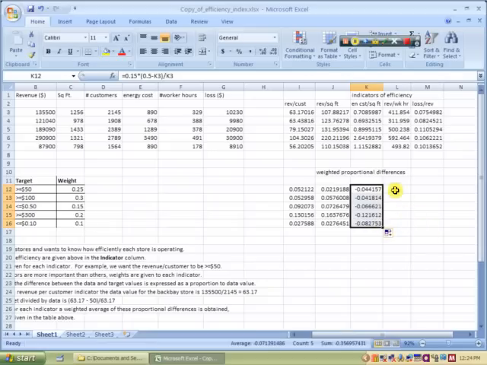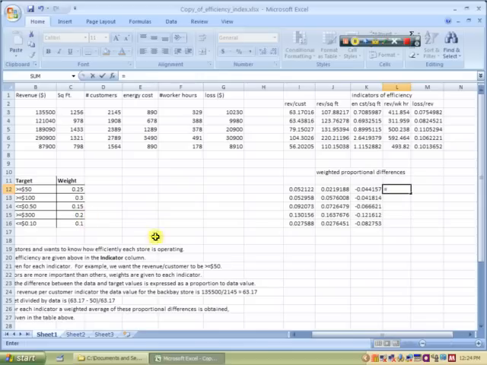Now, revenue per worker hour, the weight for that was 20%, so 0.2 times. Here's your data, minus. Now the target was to be over 300, so 300 divided by the data, and then drag that on down.